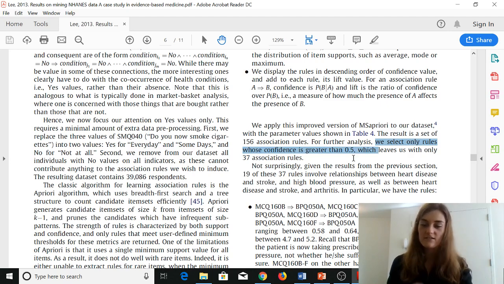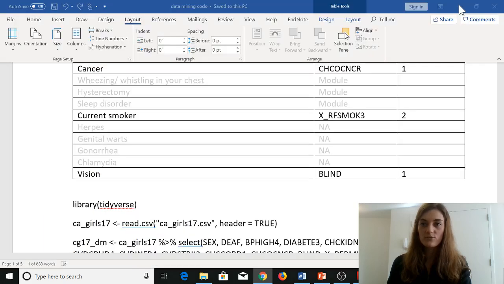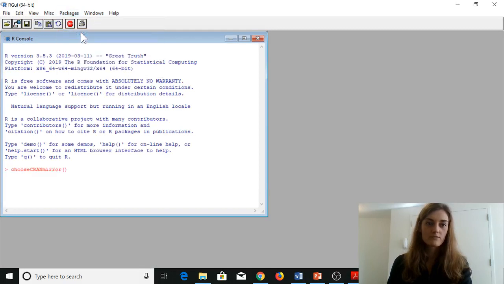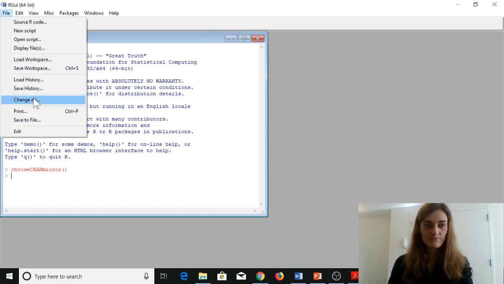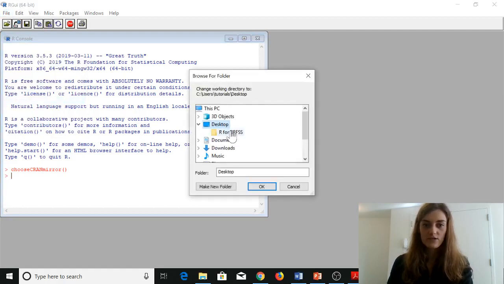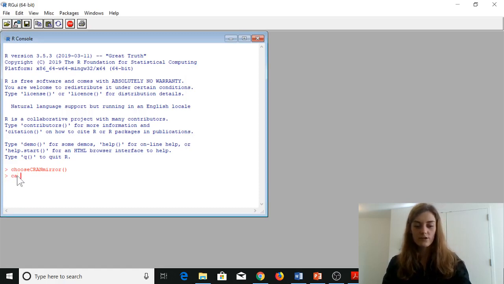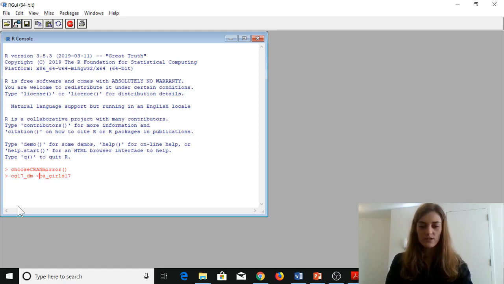We need to clean our data. So let's go ahead and open up a new R session. Set our CRAN mirror to the cloud. Set our directory to our desktop R for BRFSS folder. All right, and we're going to start with our California Girls 17 data file. The data file that we subset today, we're going to call California Girls CG 17 _ DM for data mining.